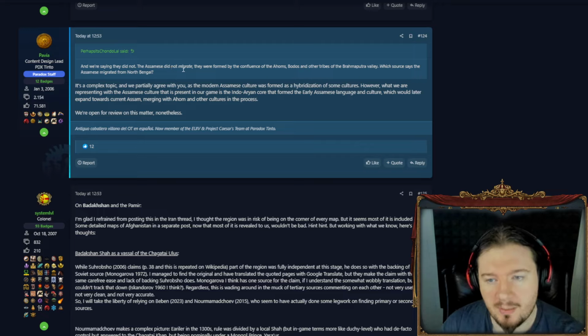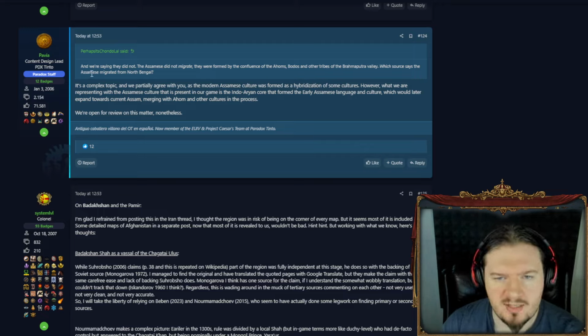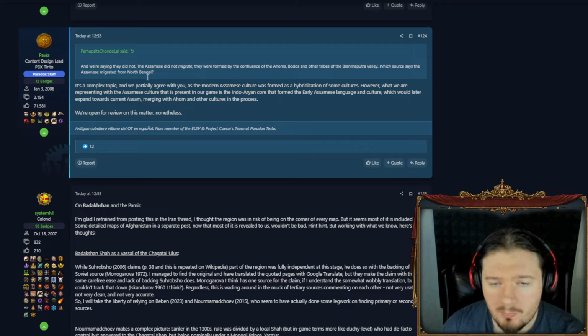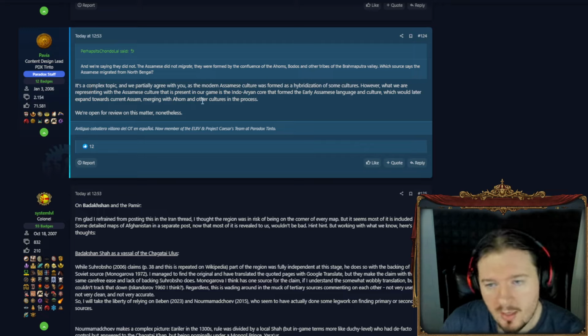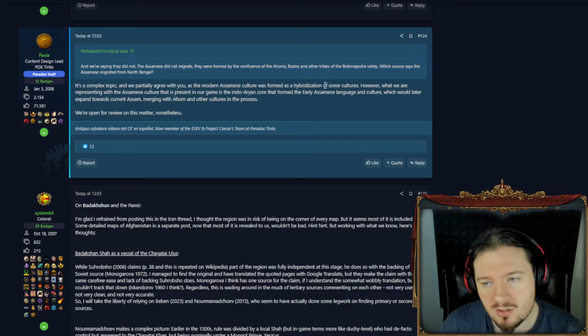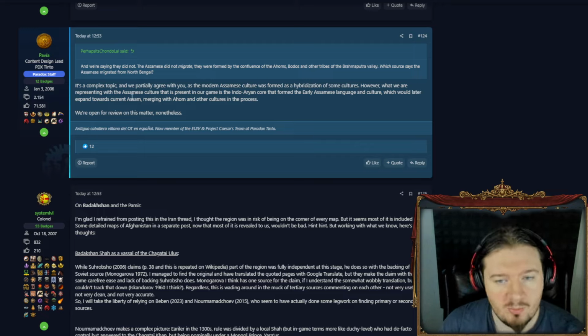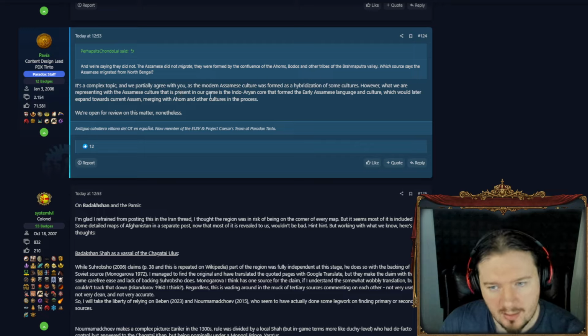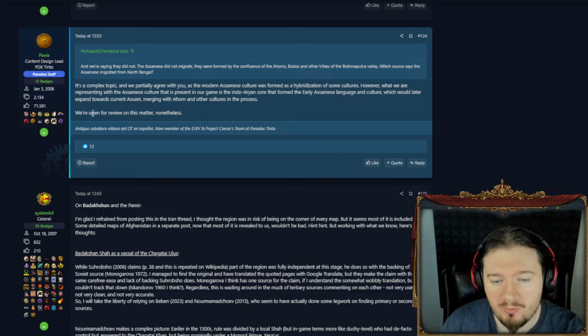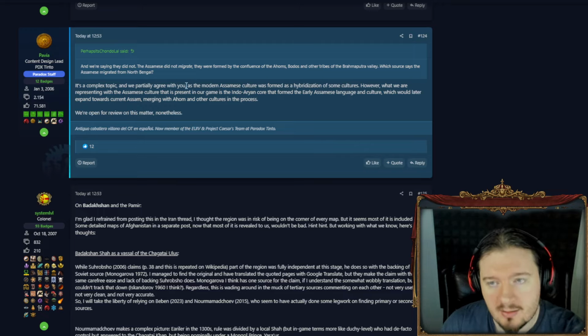The Assamese did not migrate. They were formed by the confluence of the Ahoms, Bodos, and other tribes of the Brahmaputra Valley. Which source says the Assamese migrated from North Bengal? And Pavi is responding quite nicely. It's a complex topic. We partially agree with you, as the modern Assamese culture was formed as a hybridization of some cultures. However, what we're representing with the Assamese culture that is present in our game is the Indo-Aryan core that formed the early Assamese language and culture, which would later expand towards current Assam, merging with the Ahom and other cultures in the process. Open for review, as that's just the case.